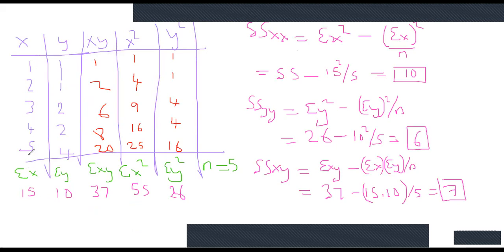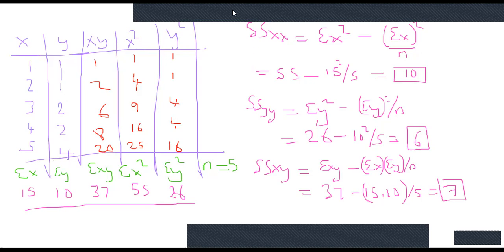Okay, so the summation of these variables, we just added up. So this plus that, we get 15. Here we get 10. Here we get 37. When you add them manually, these are the figures that we're getting. So this is called summation of x, summation of y, summation of xy, summation of x squared and y squared. Are we together on the totals? Yes.